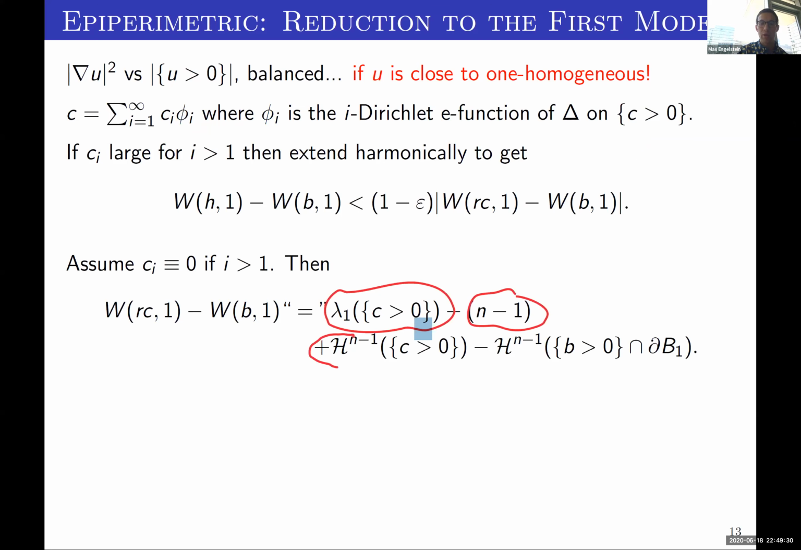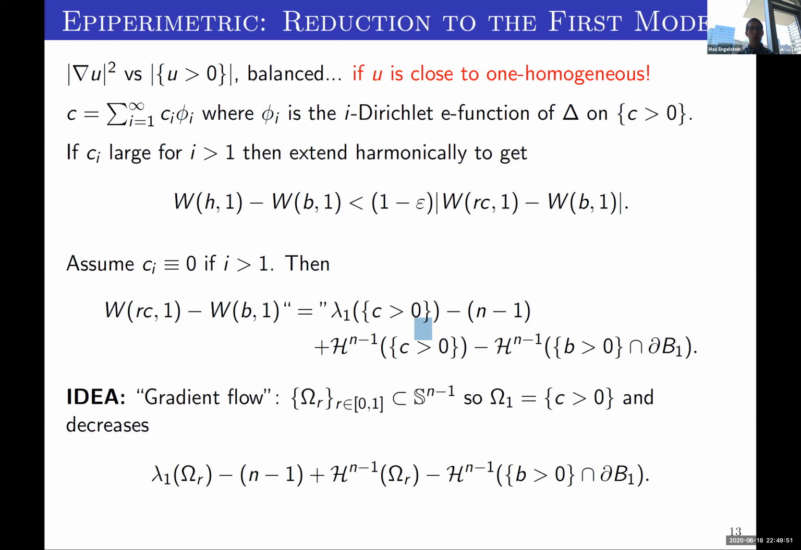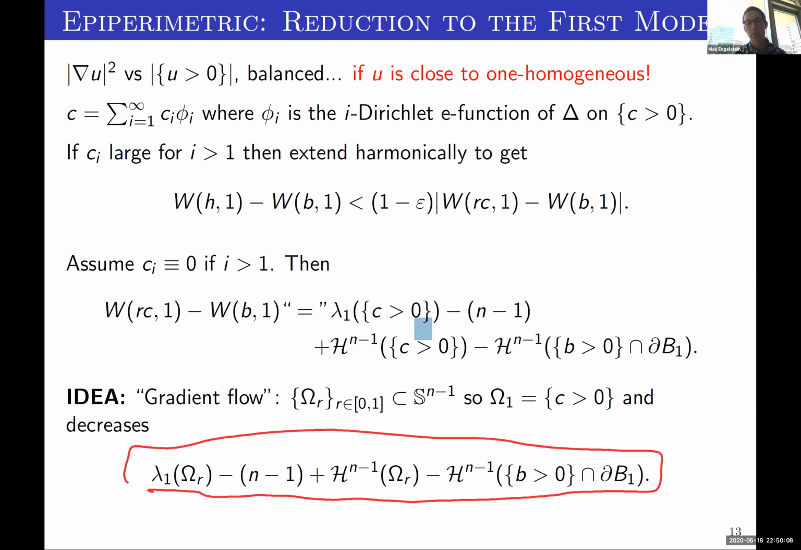And then you take the area of the positivity set of C and subtract off the area of the positivity set of B inside the ball. So now you really just need to understand how the first Dirichlet eigenfunction versus the area talk to one another inside of the sphere. So what's the idea? To create our competitor H, we're going to change the positivity set of C slice by slice inside the ball, trying to decrease this functional as quickly as we can. So we want a sort of gradient flow of this functional, if that makes sense.